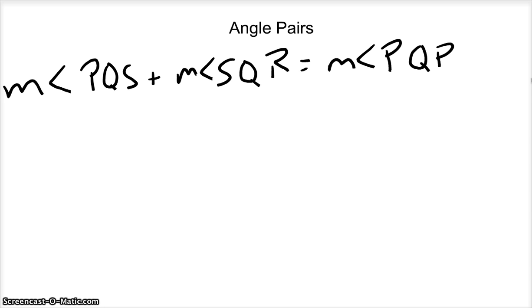Okay, now let's talk about angle bisectors. If you haven't noticed, a lot of the stuff we talked about when we talked about segments came to the angles. Alright, an angle bisector is a ray that divides an angle into two congruent angles.